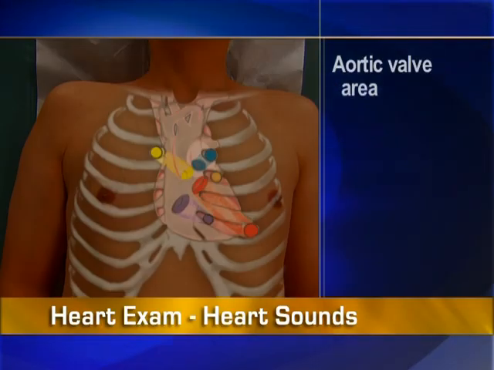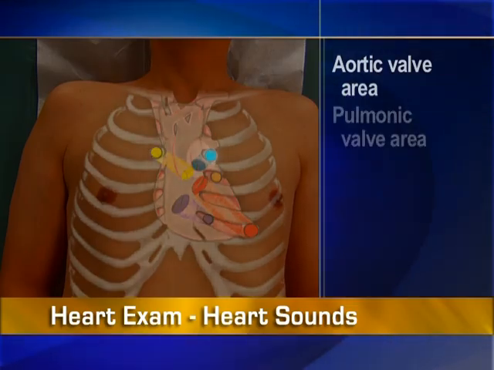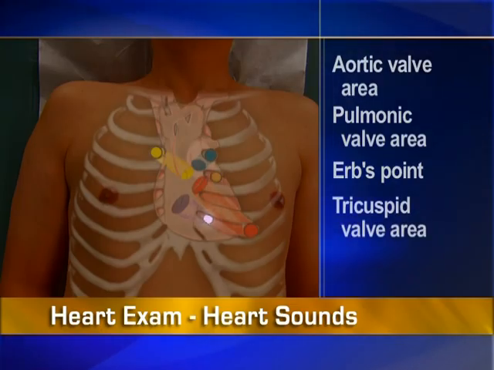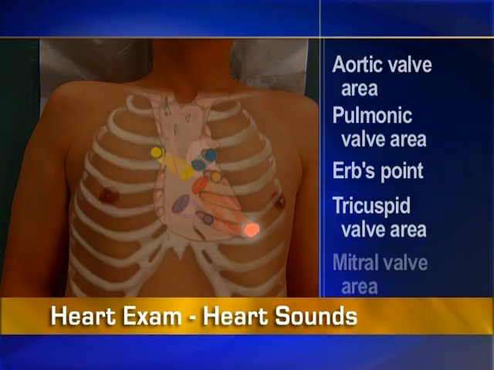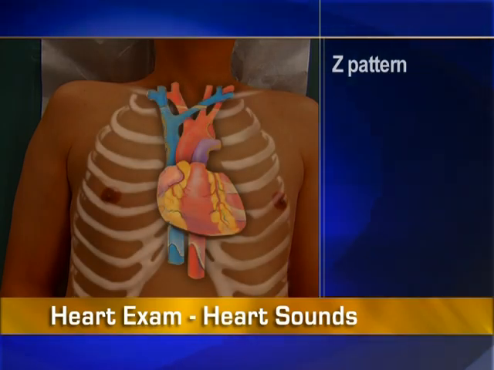These include the 2nd right interspace, which is the aortic valve area, 2nd left interspace, which is the pulmonic valve area, 3rd left interspace, which is Erb's point, left lower sternal border, which is the tricuspid valve area, and 5th interspace at the left midclavicular line, which is the mitral valve area. Also auscultate in other locations.